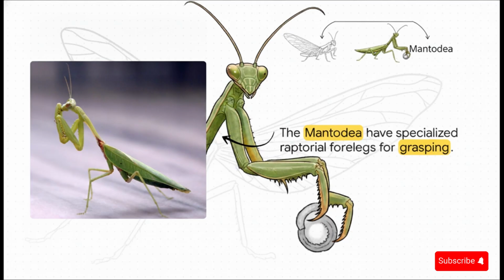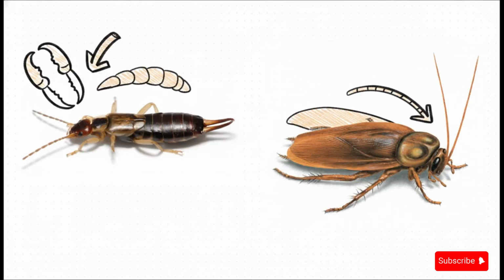But evolutionary adaptation gave them highly specialized forelegs. These front legs are raptorial, meaning they are perfectly engineered for grasping and holding struggling prey in a literal death grip. Here we have two more famous or perhaps notorious orders.